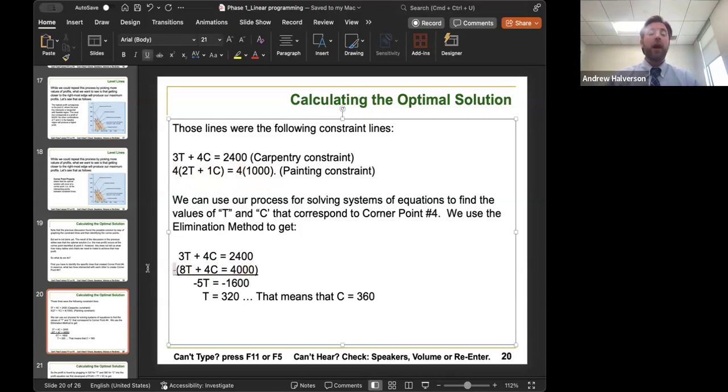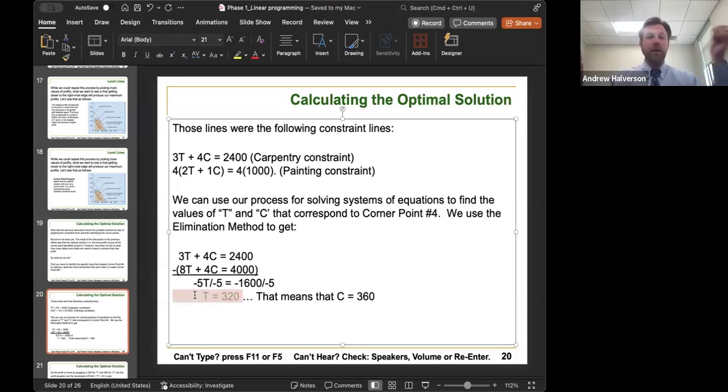And now we subtract. So 3t minus 8t is negative 5t. 4c minus 4c goes away. Eliminate it. That was the point. That's why we did that. And then 2,400 minus 4,000 is negative 1,600. Solve for t, divide both sides by negative 5. And when we do that, we get t is 320.